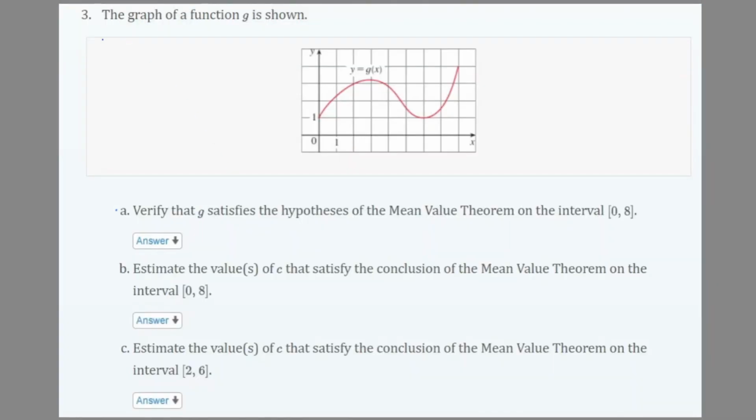Alright, so I want you guys to try number 3. Number 3 is going to have 3 parts here. You're going to verify the mean value theorem and then find the c values. And then on part c, you're going to find the c values on a different interval that's given. So you could pause the video and try that out.